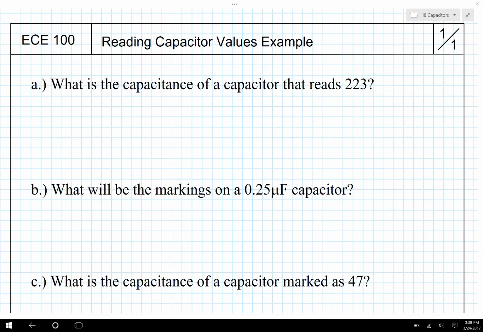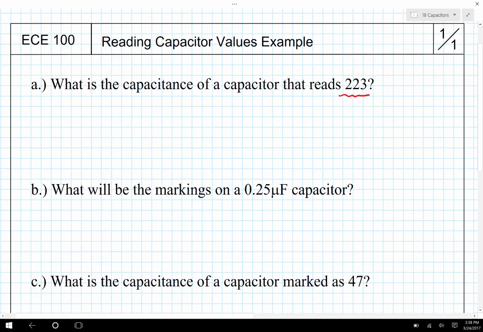Now we're going to do a few examples of capacitance values that might be written on the capacitors, figuring out what that corresponds to, and then also thinking about what type of capacitor we might use in each circumstance. So the first example here has a capacitance value that it reads as 223.